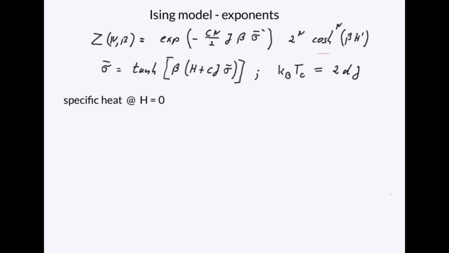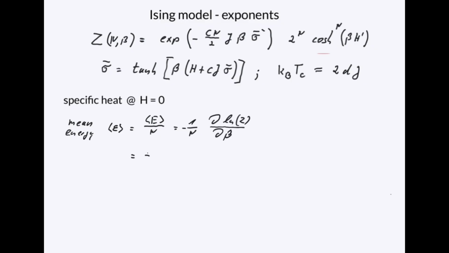The partition function and the consistency equation let us now calculate further observables of the Ising model. In particular, let's have a look at the specific heat at zero external field. Before we start to calculate the specific heat, we should consider the mean energy of the system. The mean energy per particle is given by 1 divided by N, del log Z by del beta.